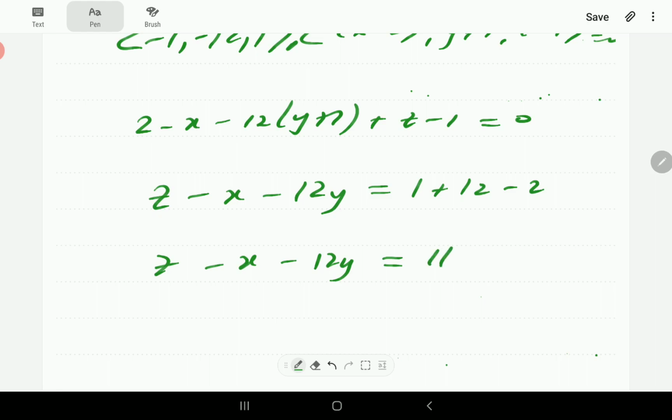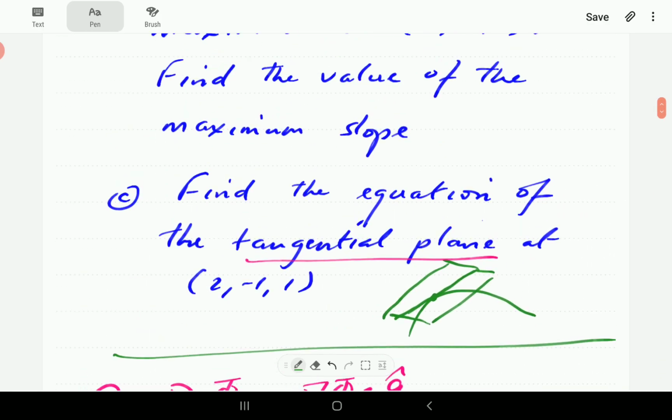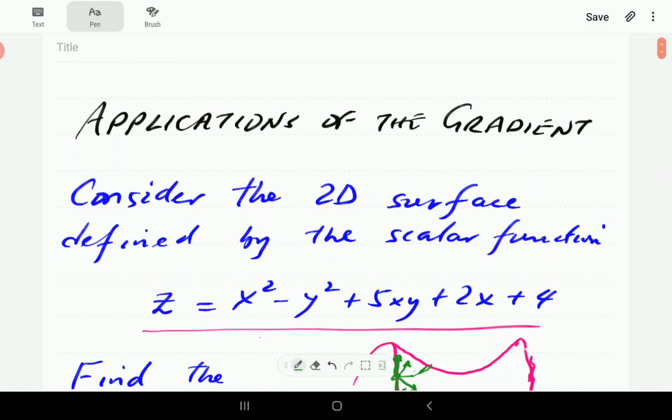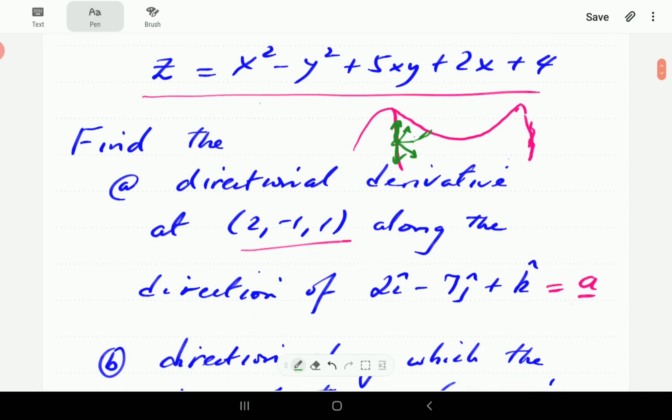So that is going to be the equation of the tangential plane of this hyperbolic paraboloid at 2, minus 1, 1.